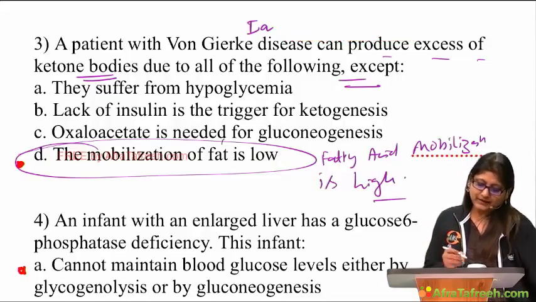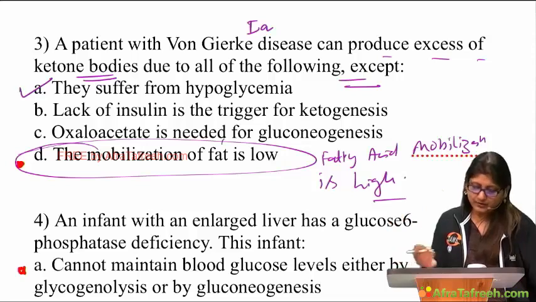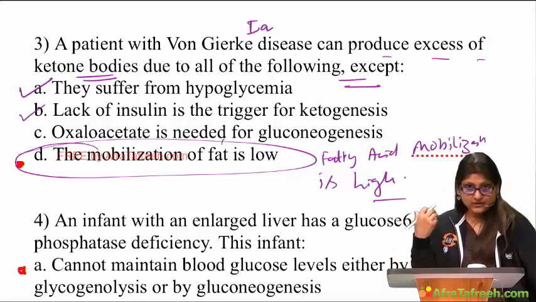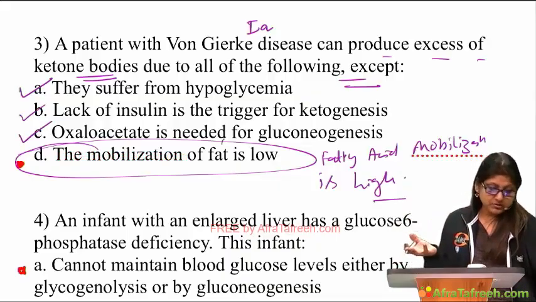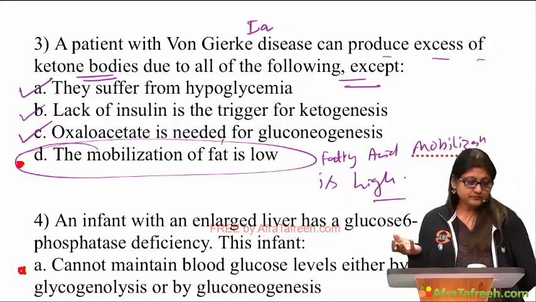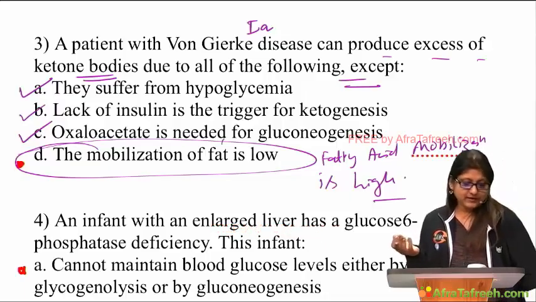All others are correct because the baby will have hypoglycemia. Lack of insulin is the trigger point for mobilization of fatty acids and ketogenesis. Oxaloacetate is needed for gluconeogenesis. All are correct. All right. Very good.